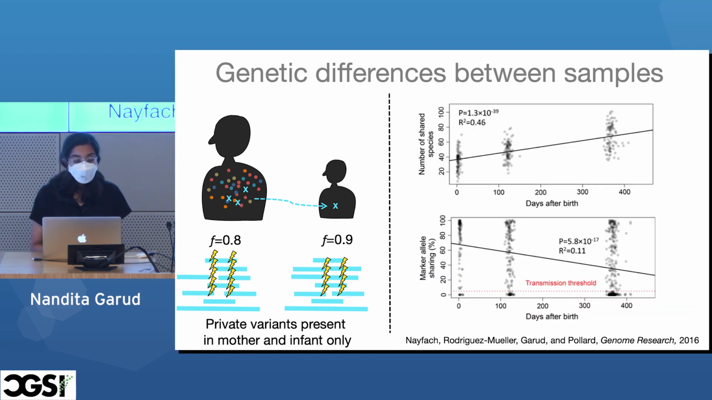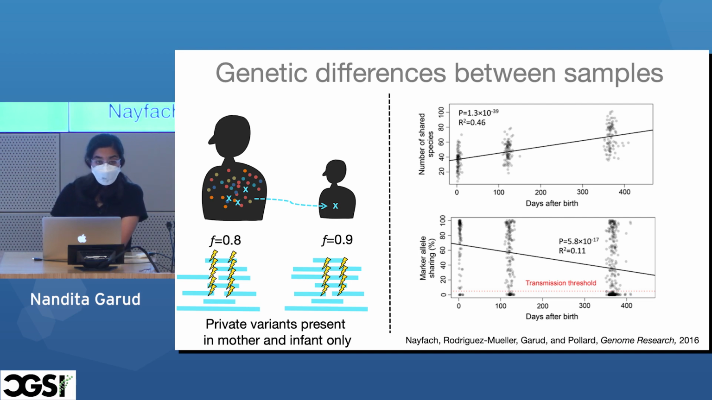Interestingly, if you look at the number of species shared with the baby over time, you see an increase. But if you look at the sharing of marker alleles over time, you see a decrease. And this shows the power of SNP sharing as a means to really tease out what the source of the microbiome is for the baby. So what this is saying is that while the baby's microbiome is starting to look like mom over time, its source is not actually mom per se. It could be other family members or the environment.